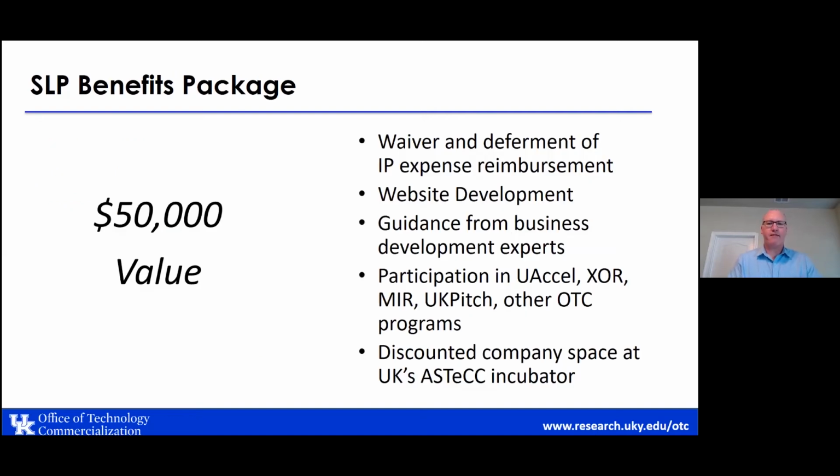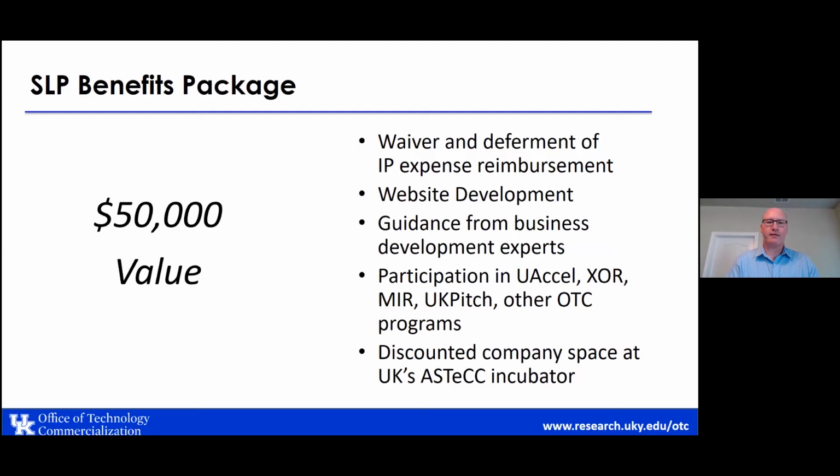So the overall benefits package is a package that we value at $50,000, and that's $50,000 of value to the startup, and that's hard value. So you could argue that it's even bringing more value than that, but at minimum, we believe there's a value of about $50,000 to this package.